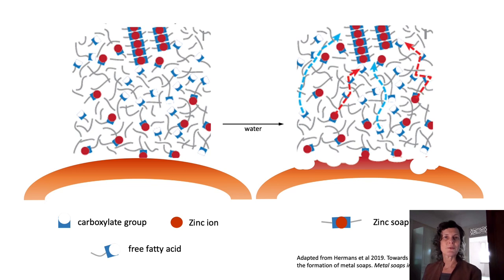Water is also thought to assist diffusion of both fatty acids and metal ions through the paint, including the process of ion hopping, whereby zinc ions migrate from the pigment particles into the polymerized network by transferring from one carboxylate group to another. The increased rate of metal ion migration enabled by water effectively accelerates pigment consumption by free fatty acids. Interestingly, the influence of relative humidity is thought to be greater for zinc soap formation than is the case for lead soaps.